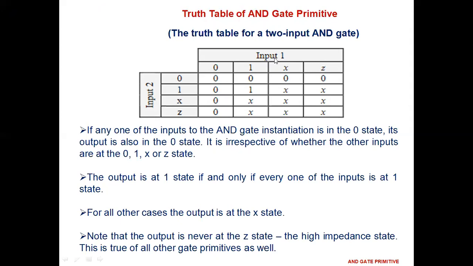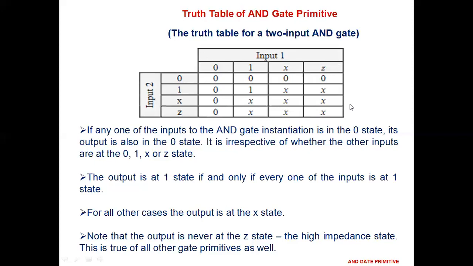So if you take the 2 input AND gate, now you take these combinations. The input 1 may be 0, 1, X, Z. The second input may again be 0, 1, X, Z. Now we'll get the truth table like this. Let us see one case. So this is Z, this is 0. So Z 0, what will be the output? 0. Next, Z 1, what will be the output? X. Z X, what will be the output? X. Z Z, what will be the output? X. That means if any one of the inputs is 0, the AND gate output will be 0. In the remaining cases, it depends.